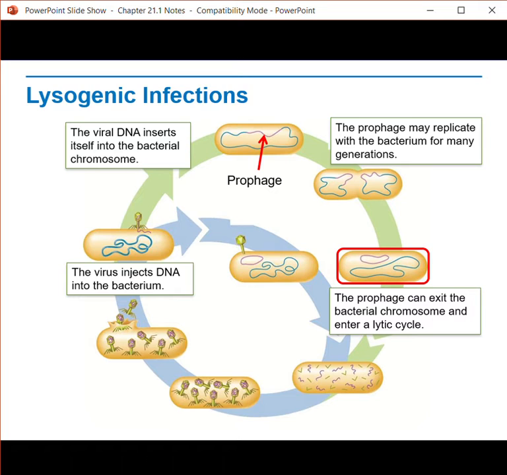So, from a lysogenic infection and going to prophage, it can go into a lytic cycle. So, let's talk about this. Influences from the environment, such as radiation, heat, and certain chemicals, can trigger the prophage to become active. It then removes itself from the host cell DNA and reproduces by forming new virus particles. The lysogenic infection, at this point, becomes an active lytic infection.